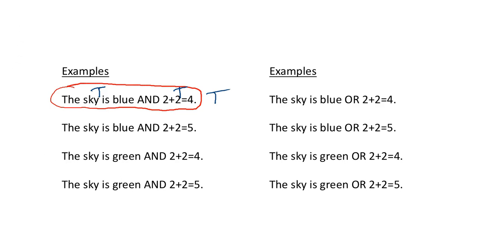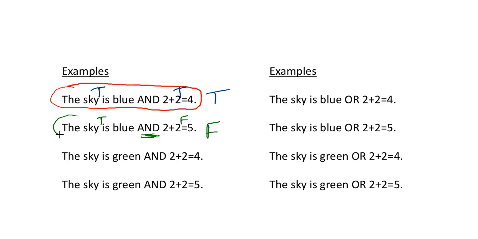But let's look at these other examples. The sky is blue, that's true still. And 2 plus 2 is equal to 5. Well, that part's false. And even though part of this statement is true, for and to be considered a true statement, both parts have to be true. It's a very demanding word. Both sides of the and have to have true statements for the entirety of the statement to be considered true. And so because part of this is false, it ruins the whole thing.